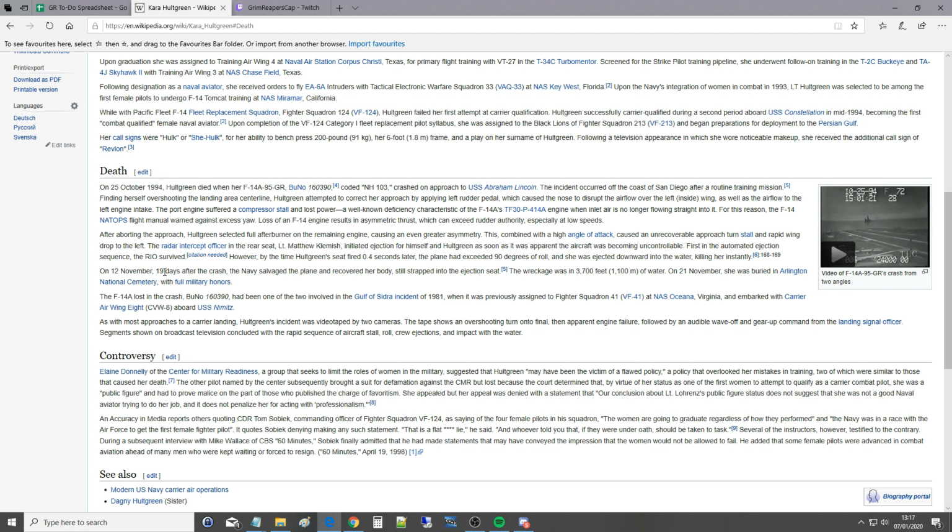On November 12th, 19 days after the crash, the Navy salvaged the plane and recovered the body, still strapped into the ejection seat. The wreckage was, wow, in nearly 4,000 feet of water. On 21st November, she was buried at Arlington National Cemetery with full military honours.